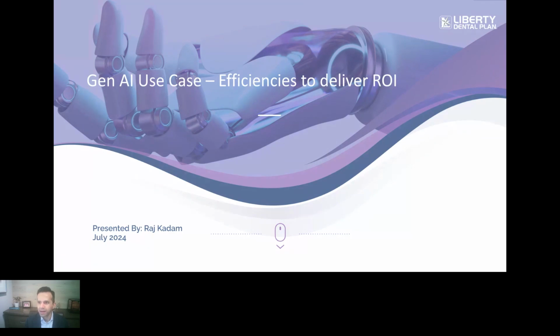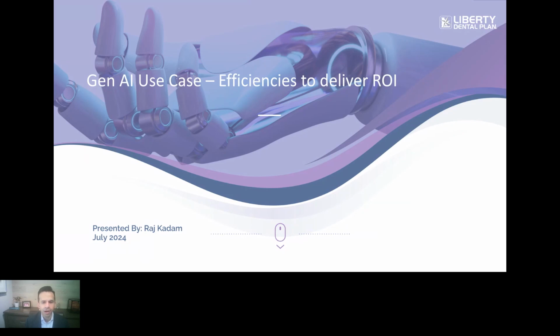Before I get started, a little bit about Liberty Dental Plan. Liberty Dental Plan is a dental insurance company, so we are not a provider. We don't have dental offices. It's more insurance. So we basically process claims and do prior authorizations, take calls, all that kind of stuff a general insurer does. And so that calls for a good amount of Gen AI use cases for us.